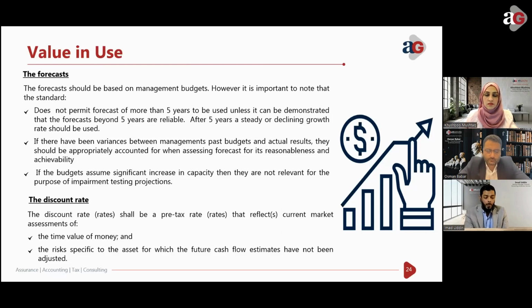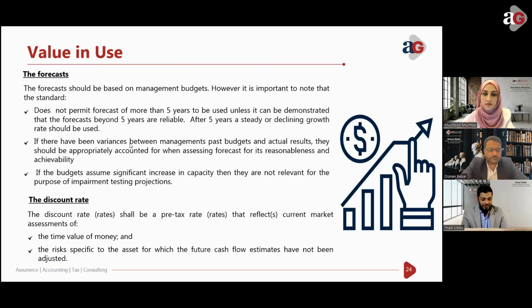Similarly, if the budgets assume a significant increase in capacity, then they are not relevant for the purpose of impairment testing projections. As we just discussed, there is a limitation on what kind of cash flows are to be used within the value in use computation. So if management budgets include an expansion in the future, that does not mean that the current assets also have that additional value. Any value in use computation should not include any budgeting assumptions that include a plan to expand in the future.